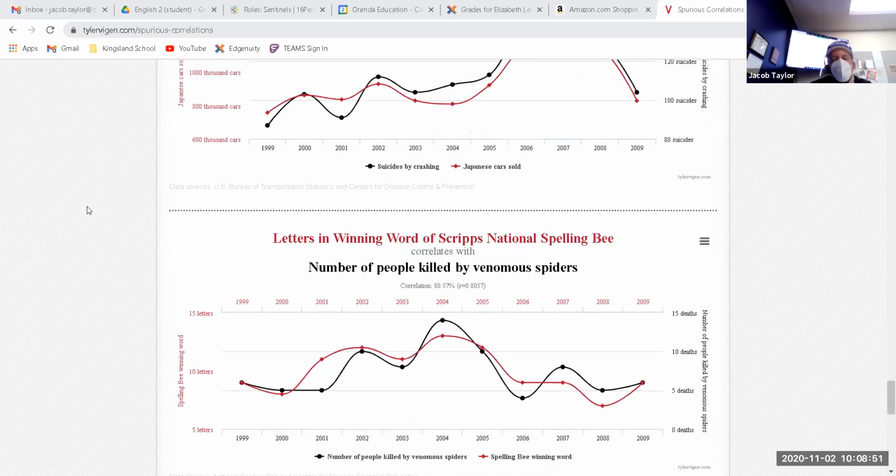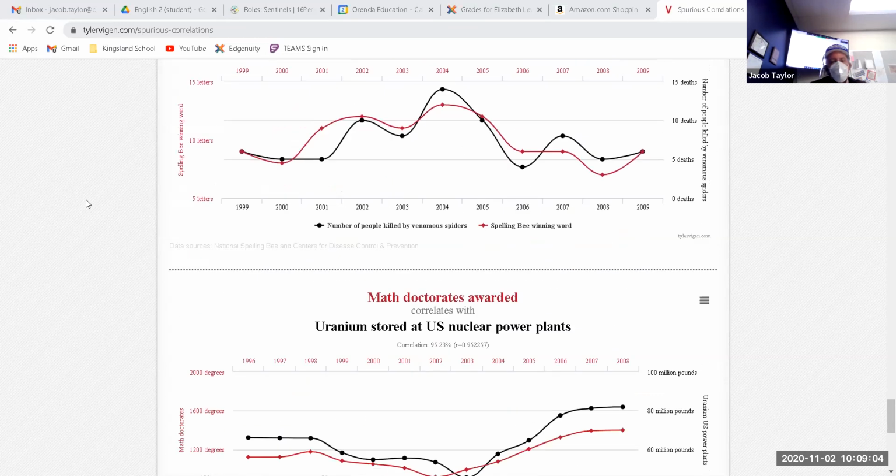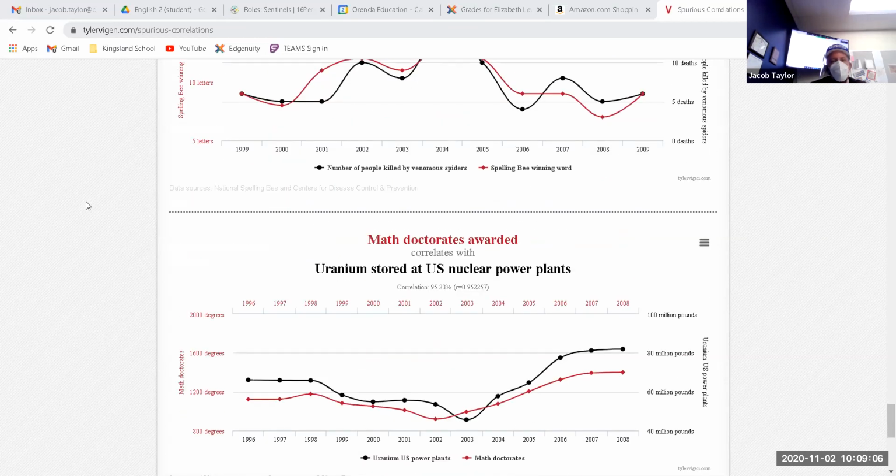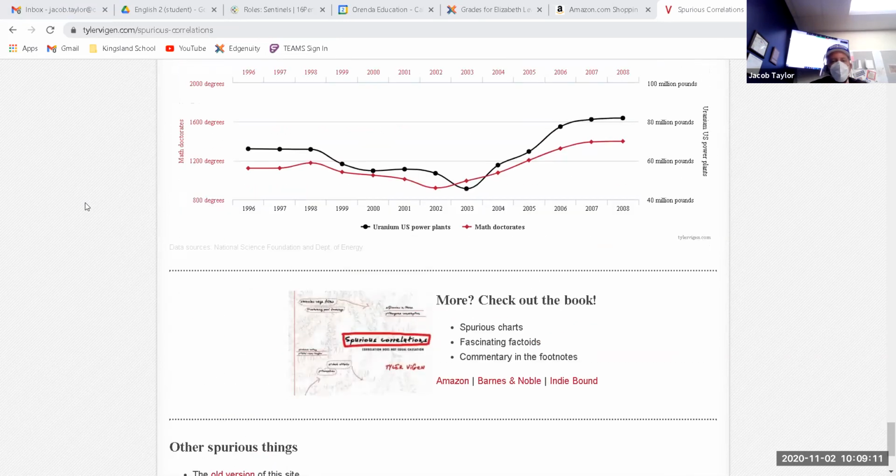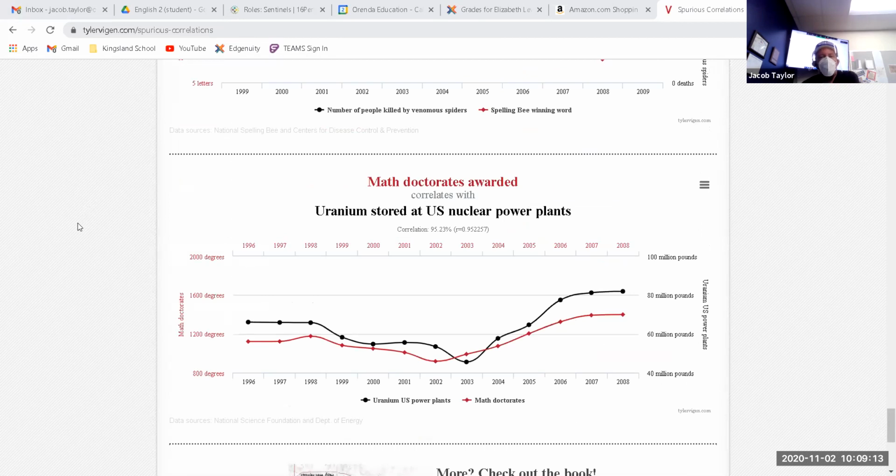Letters in the winning word of the Scripps National Spelling Bee is correlated with the number of people killed by venomous spiders. Turns out that if the Scripps National Spelling Bee winning word has fewer letters in it, fewer people die from venomous spiders. So if you're a good speller, spiders won't get you. So as you can see, quite a strong difference between correlation and causation. Do not get the two mixed up. Just because two things are related does not mean one causes the other.